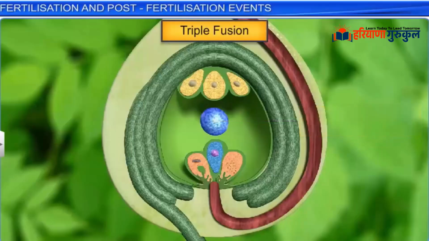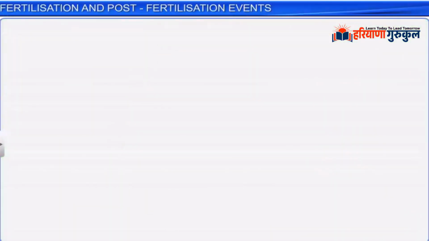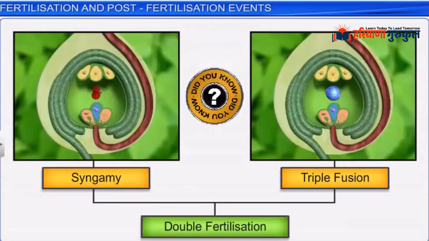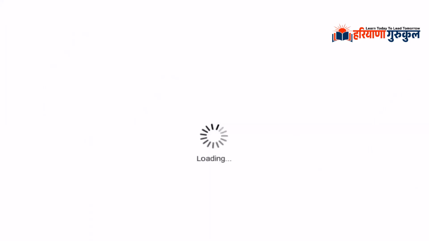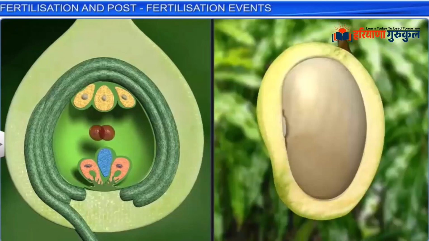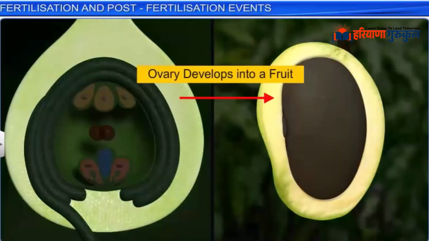After the triple fusion, the central cell is called the primary endosperm cell. Did you know that syngamy and triple fusion together represent double fertilization? A phenomenon unique to flowering plants. Double fertilization is followed by several post-fertilization events which eventually transform the ovule into a seed and the ovary into a fruit.